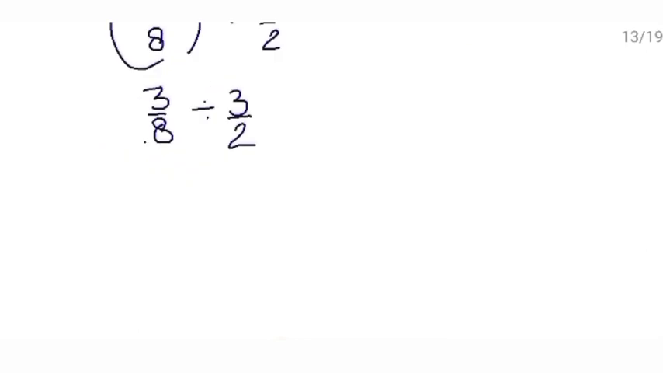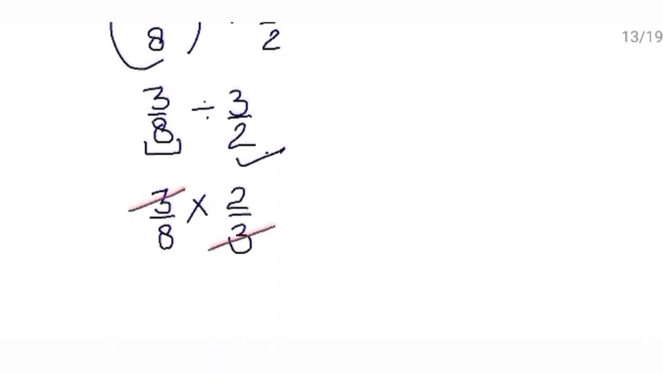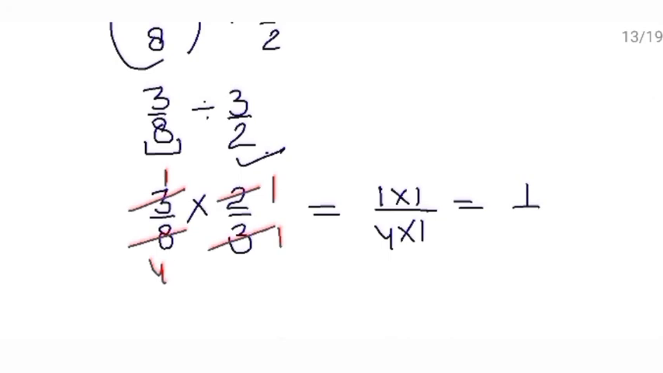When you divide two rational numbers, what do you do? You write the first rational number same, replace the division sign by multiplication and then write its reciprocal. Reciprocal of 3 upon 2 will be 2 upon 3. This 3 and this 3 both are divisible by 3, so you can cut them. 3 ones are 3, 3 ones are 3. 2 4s are 8, 2 ones are 2. Now in numerator what do you have? 1 multiply 1 and in denominator 4 multiply 1. So this is equals to 1 ones are 1 upon 4 ones are 4. So your answer is 1 upon 4.